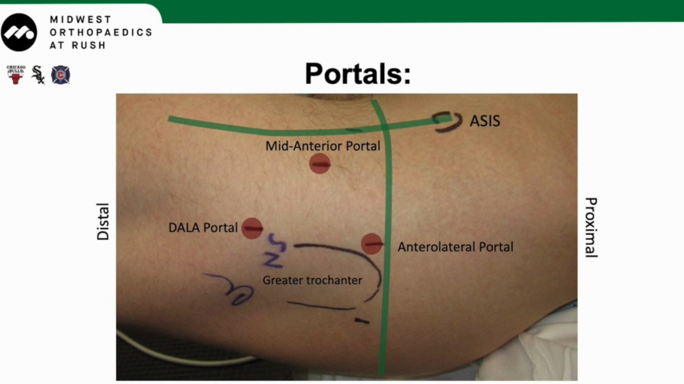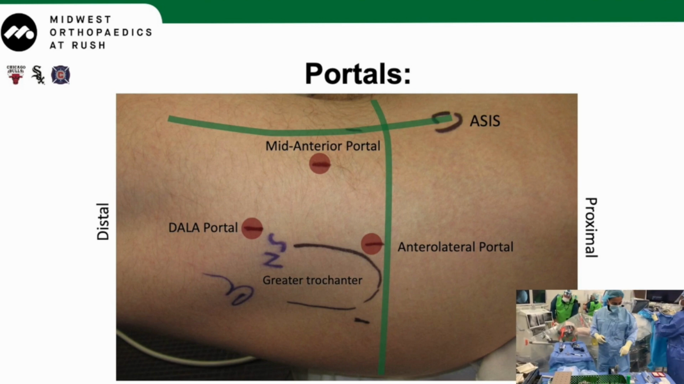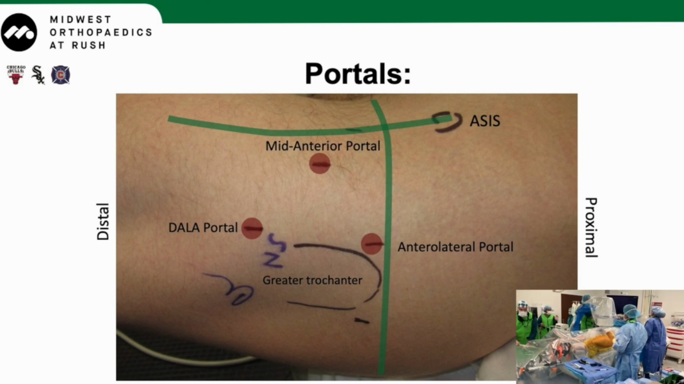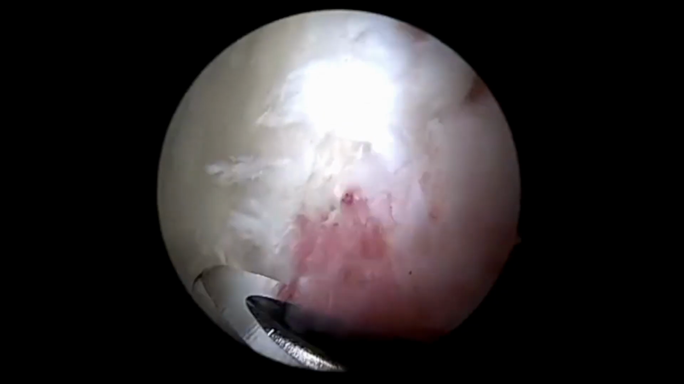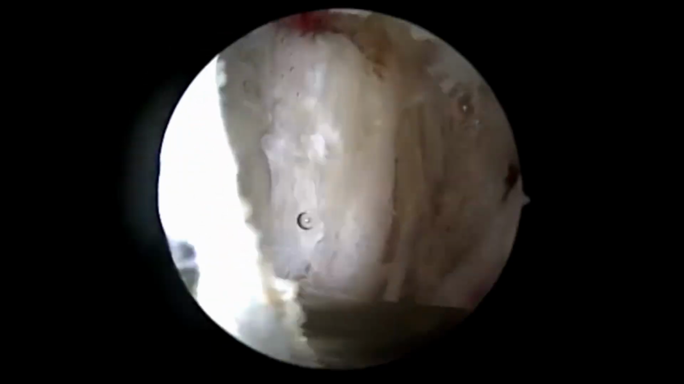arthroscopic portals are created. Namely, under fluoroscopic visualization, a standard anterolateral portal is established with needle localization, then used to establish a modified mid-anterior portal. Using a modified mid-anterior viewing portal, an interportal capsulotomy is then performed. The capsulolabral recess is subsequently reflected to expose the pincer deformity of the acetabular rim.